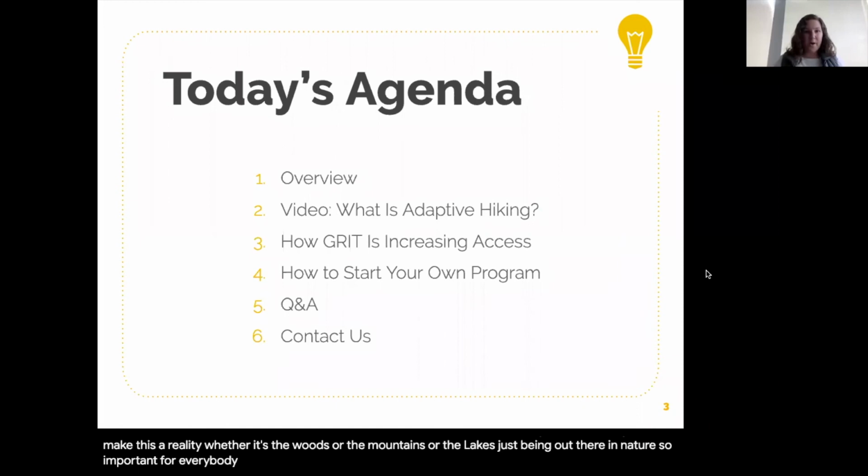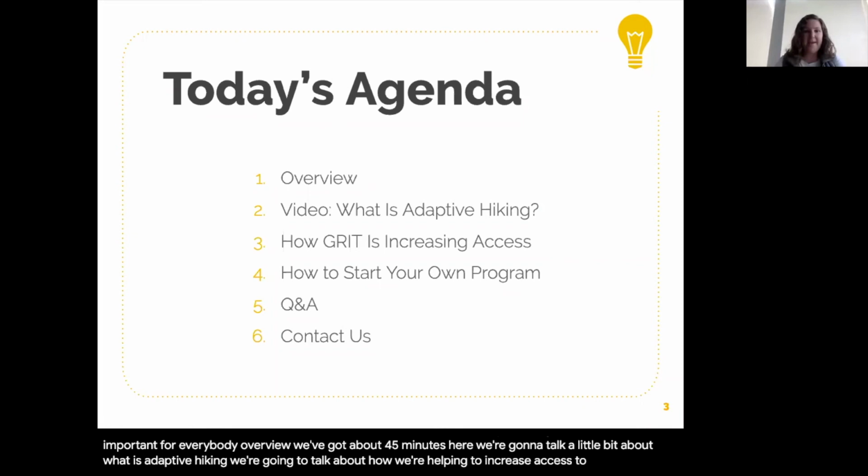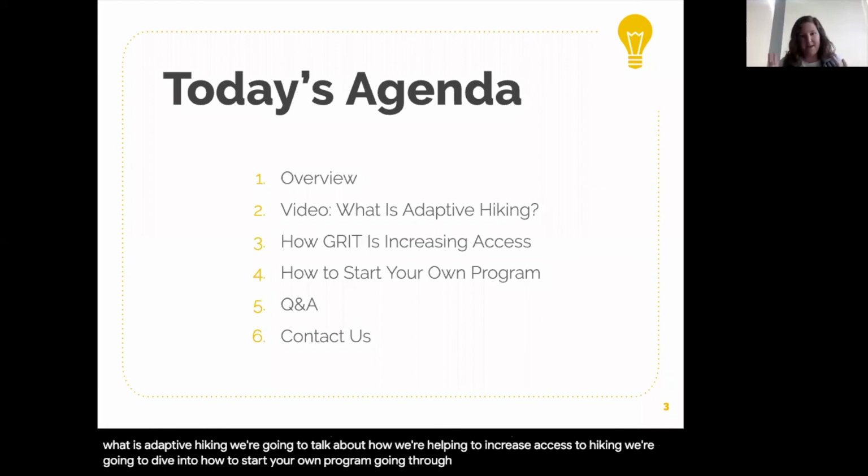So just a quick overview, we've got about 45 minutes here. We're gonna talk a little bit about what is adaptive hiking. We're gonna talk about how we're helping to increase access to hiking. We're gonna dive into how to start your own program, going through three key phases that we think are really important. And then we've got a lot of time set aside for Q&A, so feel free to use that Q&A box at the bottom when you're ready.